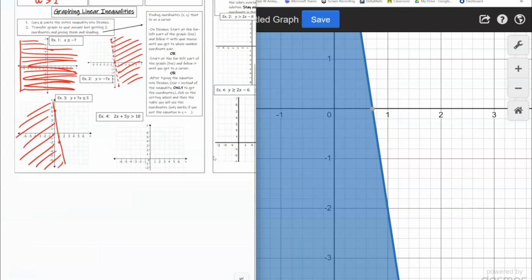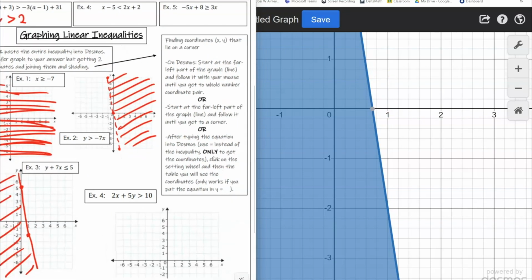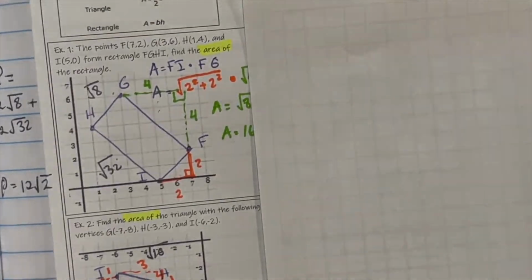All right, so you're going to go ahead and do this last question, and that's how you graph and solve linear inequalities. Let's practice.